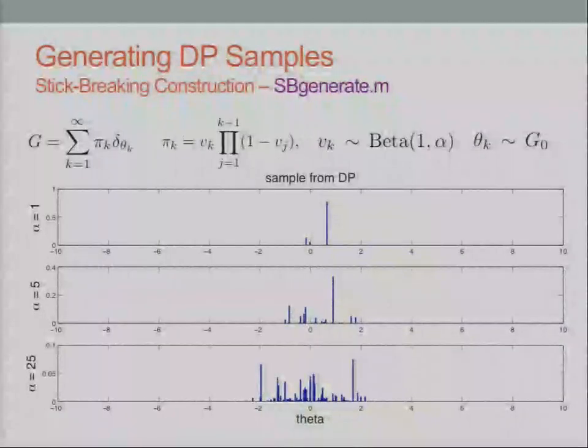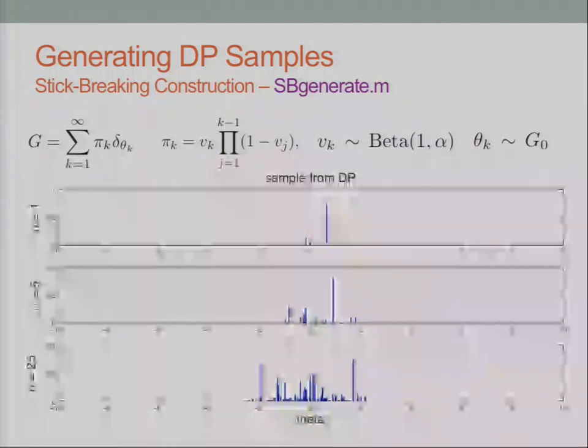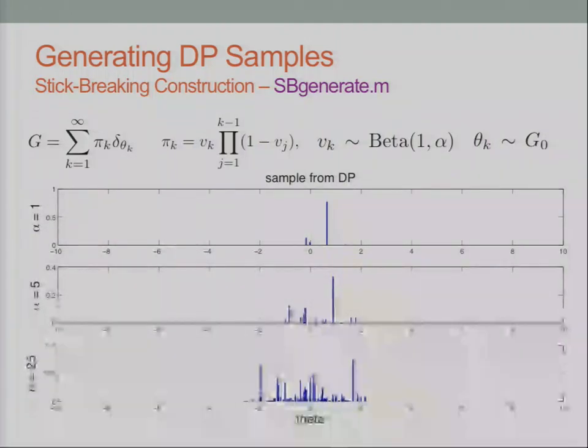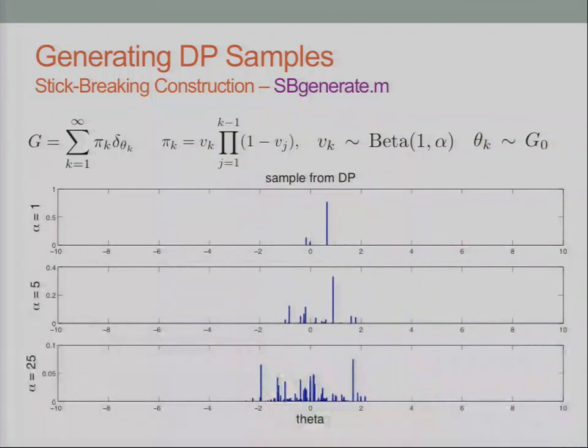Here, I'm showing it in a different way. I also sampled thetas from the base distribution G0. And now this is the value of theta. And these are basically the lengths of the sticks, the same lengths as before. I just wanted to show you that the alpha parameter makes the distribution concentrate more and more on the base distribution when it is larger. So that's why it's called the concentration parameter.